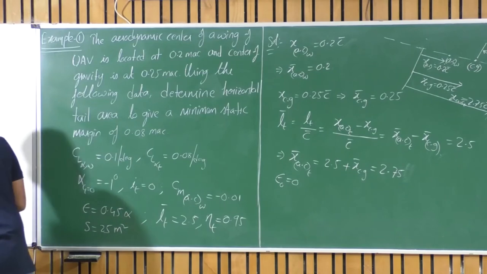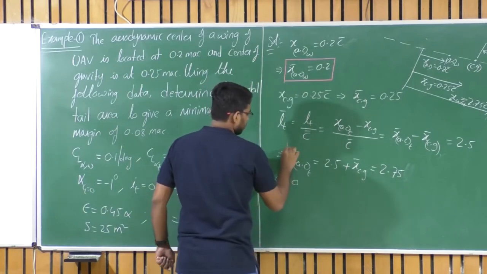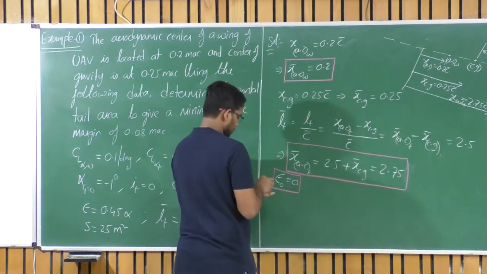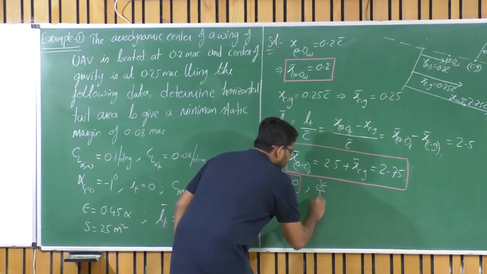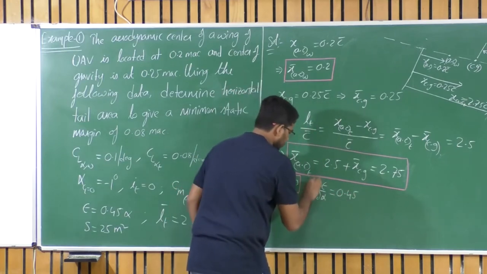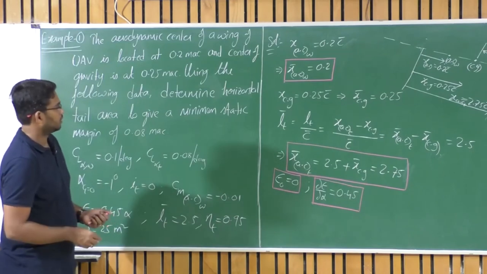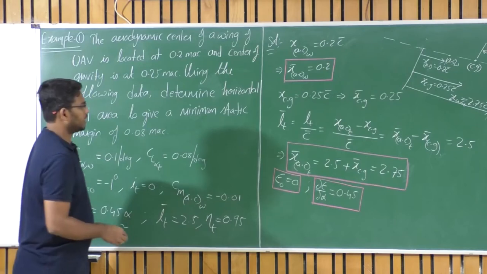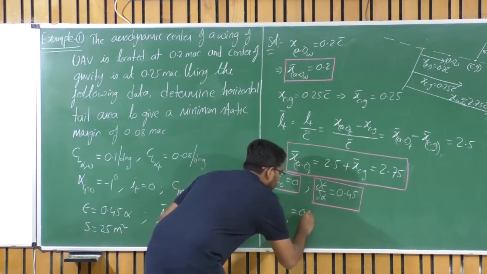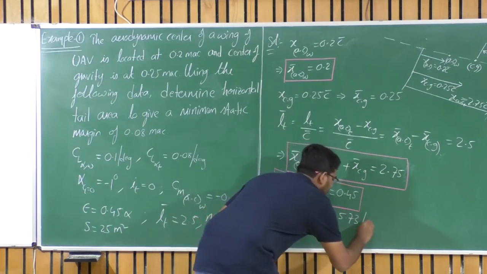So CM naught has minus eta, the tail volume ratio, which is not affected by i of t, multiplied by lt, multiplied by CL alpha of the tail, which is 0.58, multiplied by epsilon naught, which is 0, plus i of t, which is minus 2 degrees converted into radians. Two degrees multiplied by pi over 180 radians, so a positive contribution from the negative tail setting angle, which is 0.475. What I achieved is 0.525, a far better value, compared to before.